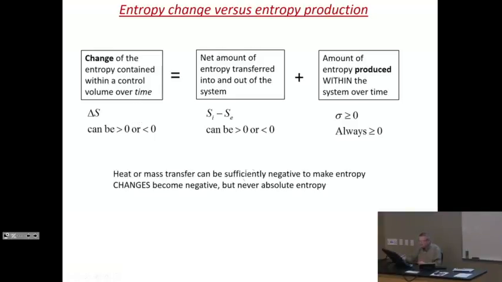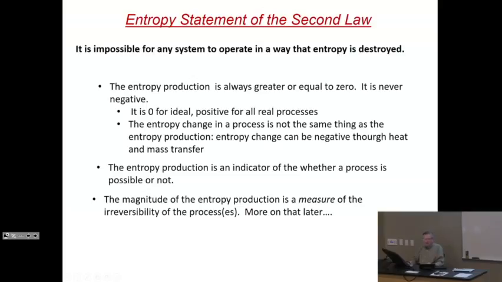So heat or mass transfer can be sufficiently negative to make the total amount of entropy change become negative, but never this, and never, of course, the entropies themselves. Entropies themselves are defined positive. So that gets me to the entropy formulation of the second law, which is: it is impossible for a system to operate in ways that entropy is destroyed, is decreased. You can suck it out of your system, but you cannot destroy it. So entropy production is always greater than zero.